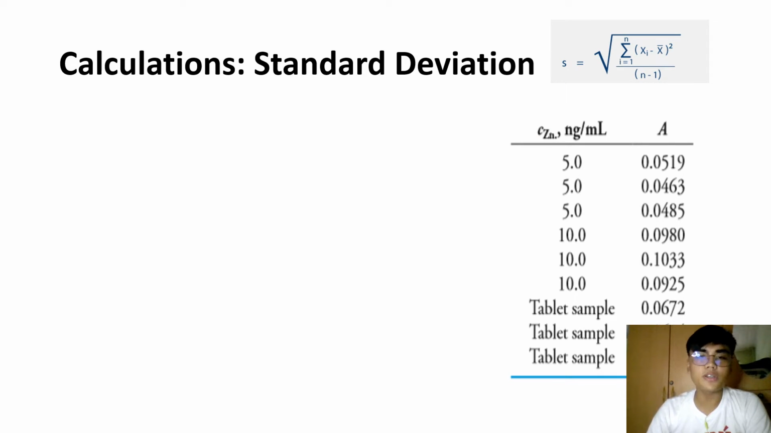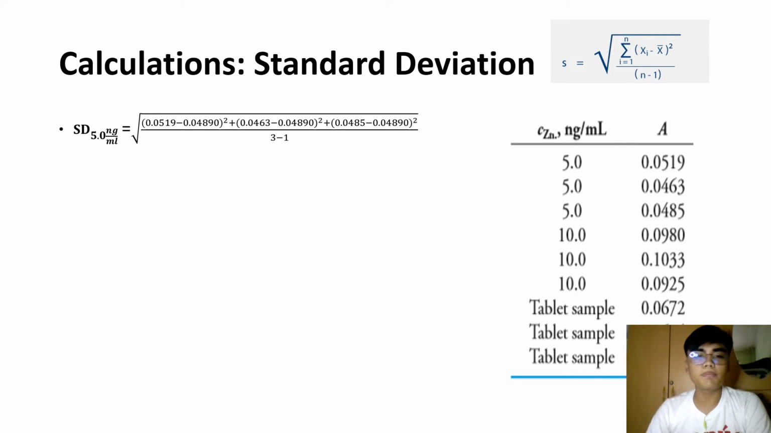For the calculation of standard deviation, we are going to use the formula. So standard deviation for 5.0 nanogram per milliliter is equal to the square root of the quantity 0.0519 minus 0.04890 quantity squared plus 0.0463 minus 0.04890 quantity squared plus 0.0485 minus 0.04890 quantity squared divided by 3 minus 1, which is equal to 0.002821.